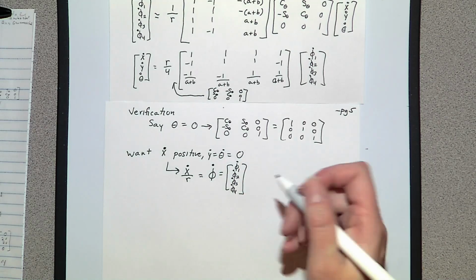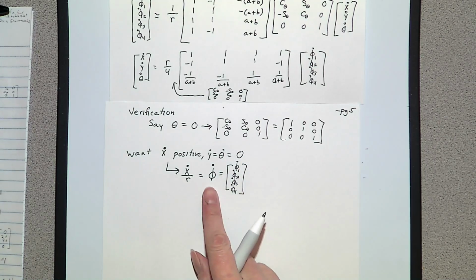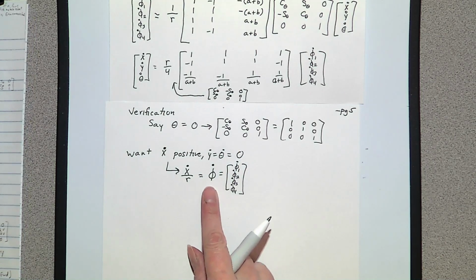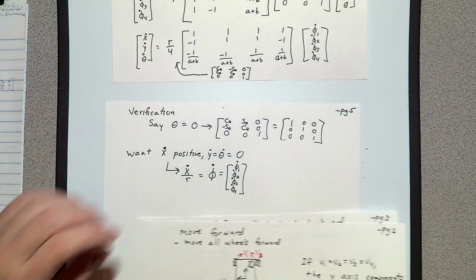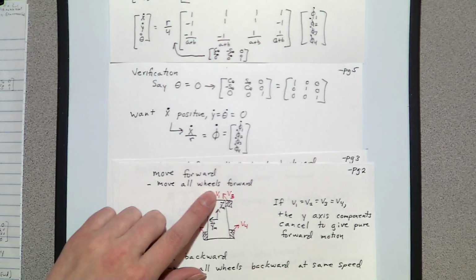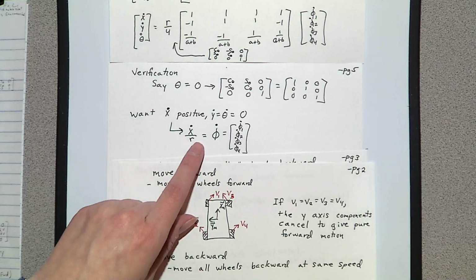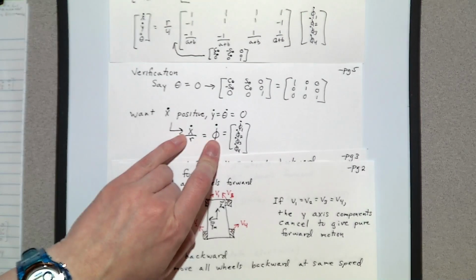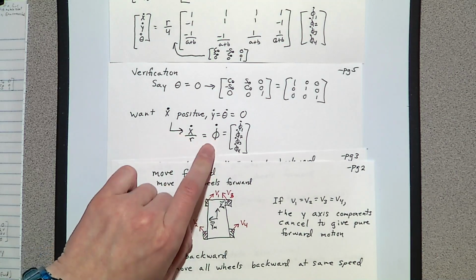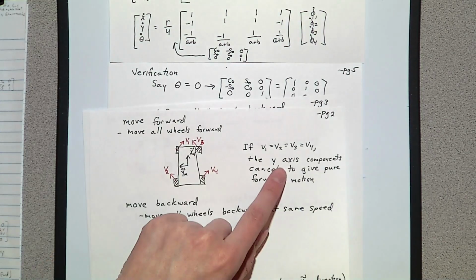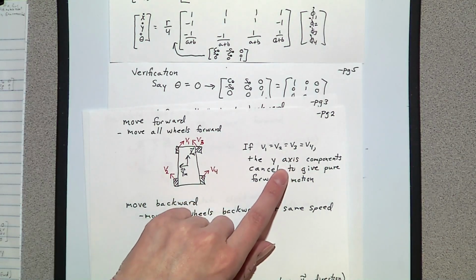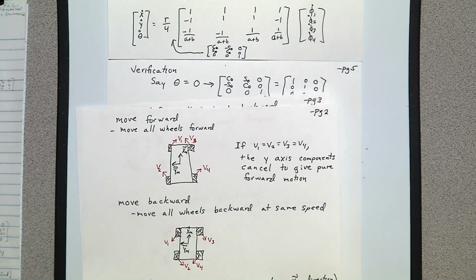Just so we don't have to keep rewriting all of this. This is just what we had in the forward case, where we said if we want to move forward, we should move all of the wheels forward. So all of these phi's have the same sign as x. And this also tells us that all of the phi's should be equal. So the same thing that we said here, all of those velocities should be the same value so that the y-axis components cancel out.